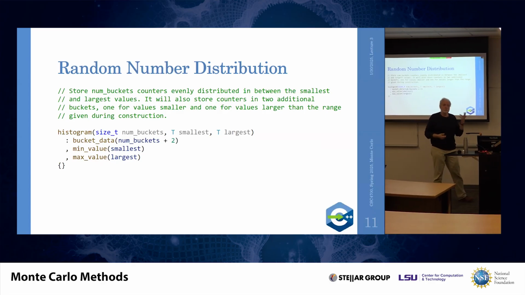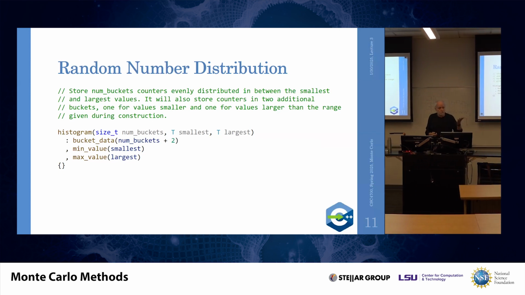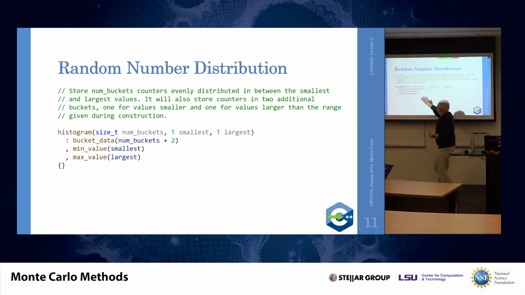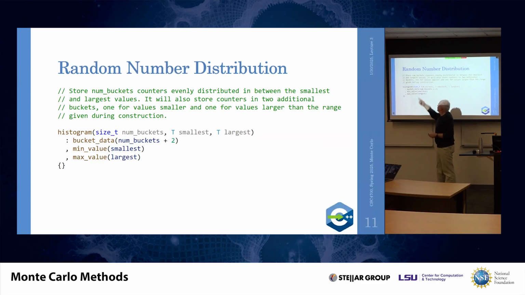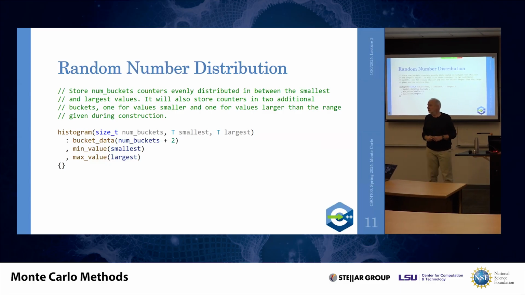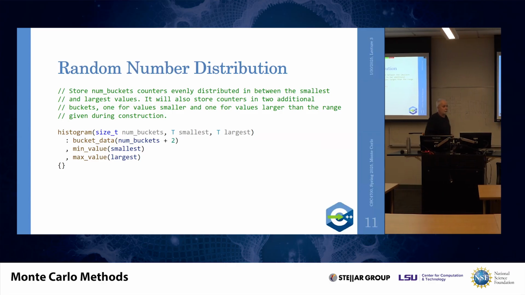Remember, constructor is a function that is being called when a new instance of that variable is being defined. So we pass 3 values, we initialize our bucket data, and tell the vector you need num buckets plus 2 counters. And we just store the smallest and the largest value because we will need to calculate them later on.